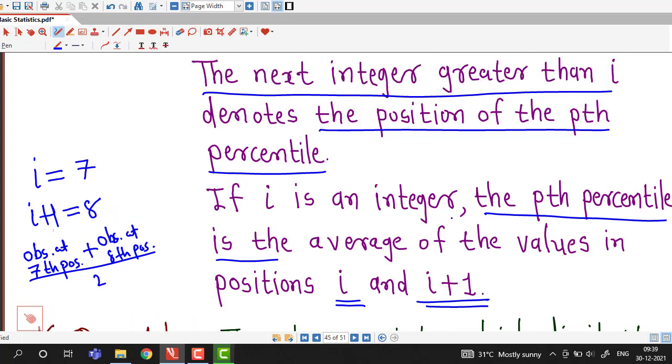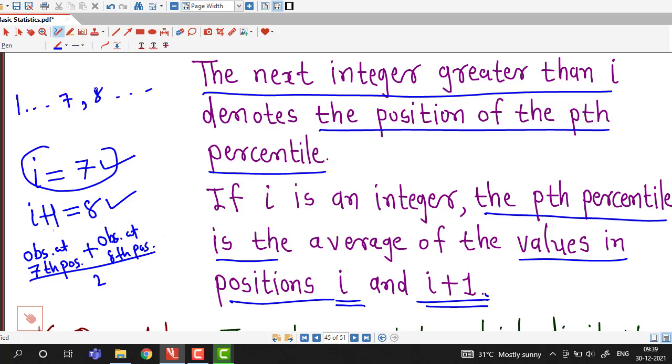So if I is an integer, the pth percentile is the average of the values in positions I and I plus 1. So if I equal to 7, I plus 1 will be 8. So we find from the data the observations at the 7th and 8th positions, and whatever values are there, for example, suppose we have 12 and 19, then we will take the average of 12 and 19.